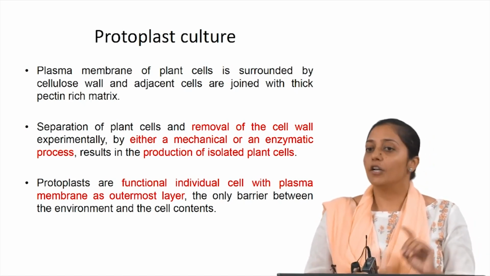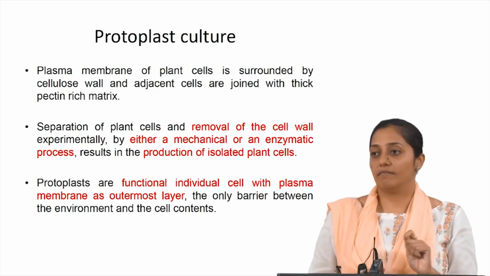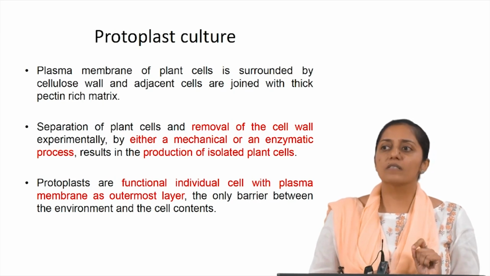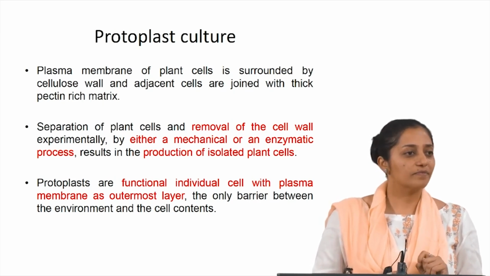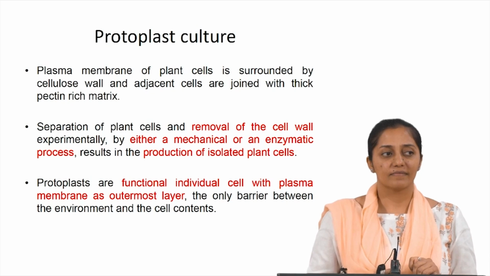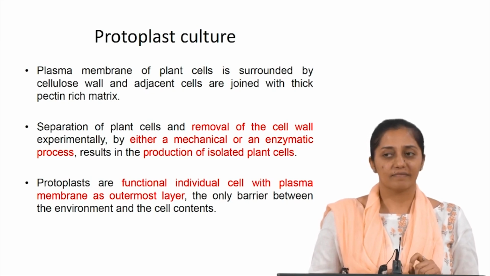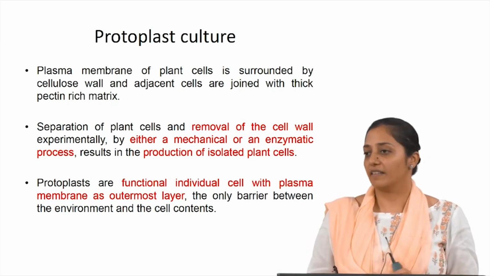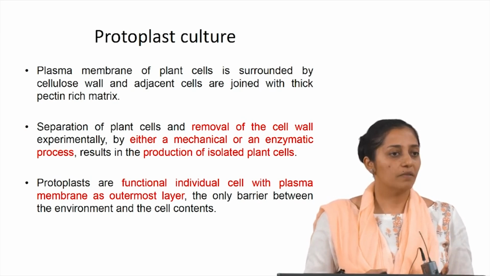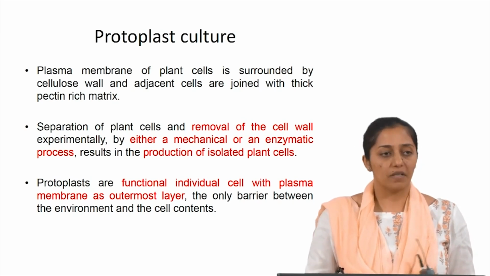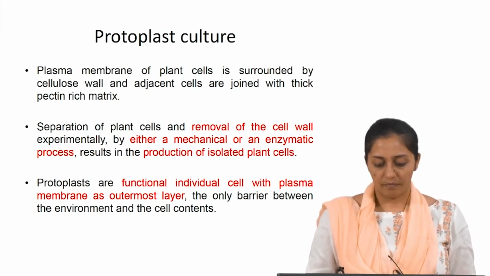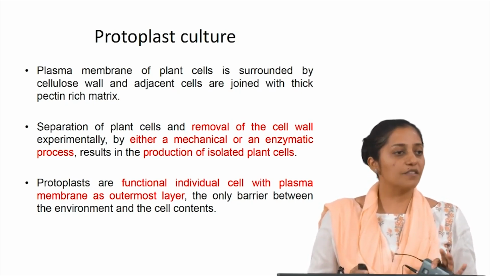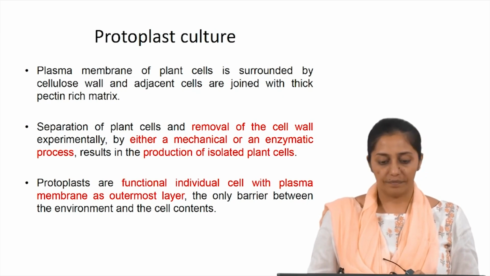It is recommended not to suddenly reduce the osmotic pressure. Why is it recommended so? If we suddenly reduce the osmotic pressure, water might rapidly get into the cell and the cell will burst. So this care has to be taken, the balance of the osmotic pressure when you are creating protoplasts. So these are functional individual cells with the plasma membrane as the only outermost layer.